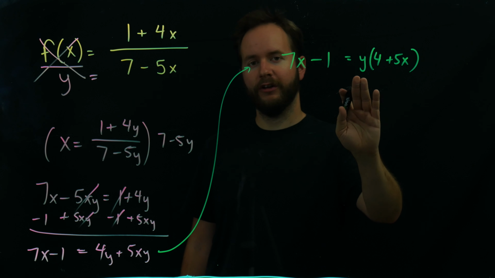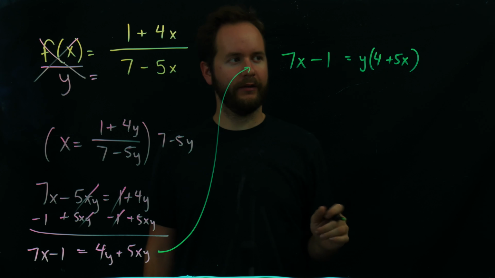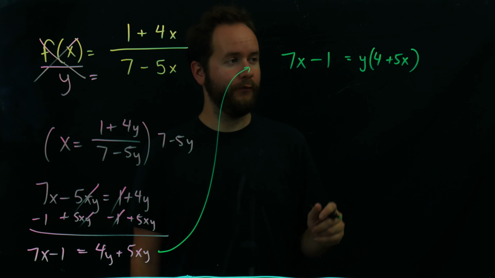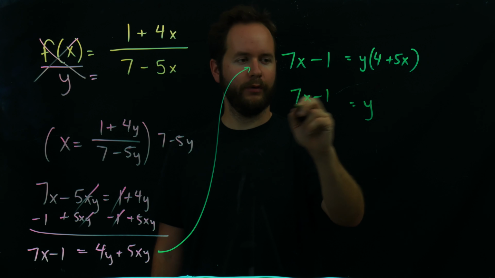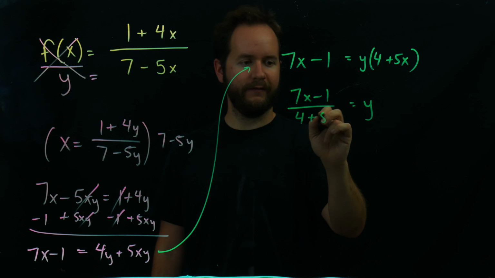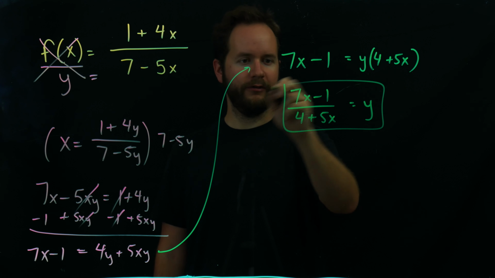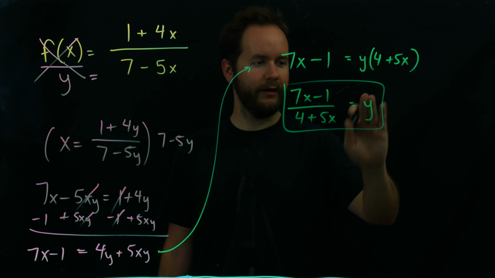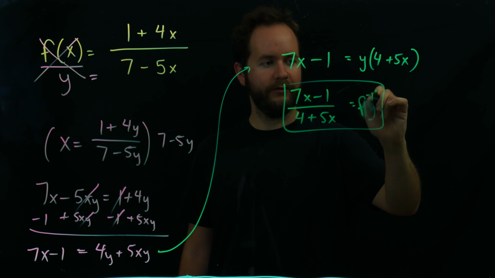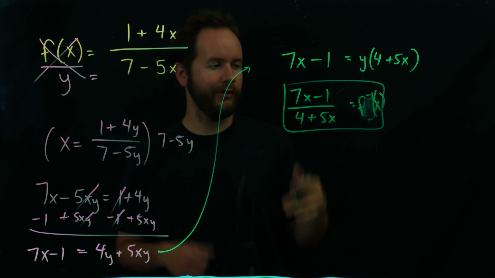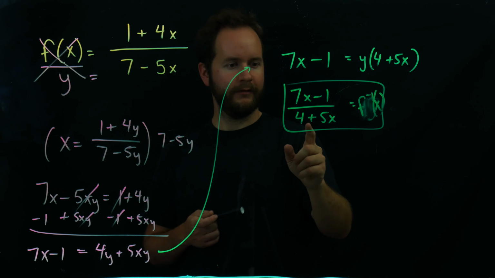But now that I've factored out the y, I can divide by this parenthetical expression here. I'm going to divide both sides by 4 plus 5x, giving me y equals 7x minus 1 over 4 plus 5x. And this is your inverse function. If you'd like to, you can go ahead and rewrite and change the y to f inverse of x. But you can leave it y, you can call it f inverse of x. But this is your inverse.